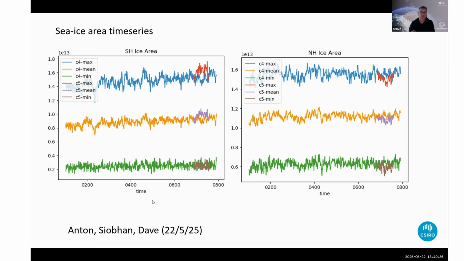On the left, southern hemisphere, and on the right, northern hemisphere, and then in blue, maximum in the kind of yellowish color, the mean, and then the minimum in green, and then overlaying for the small period towards the end, we have the switch to size 5, some first results, and you can see it's overall very much in line with what we get with size 4 as well.